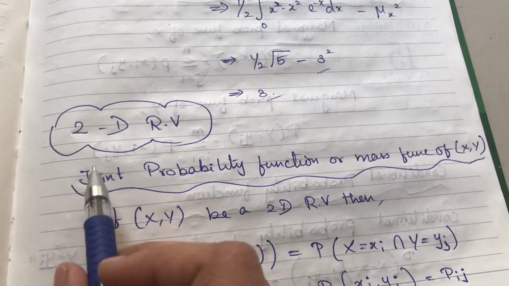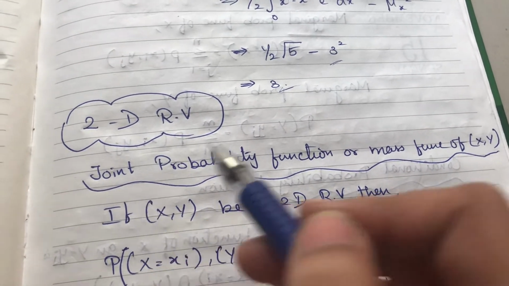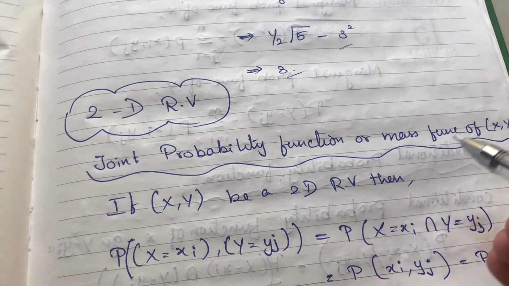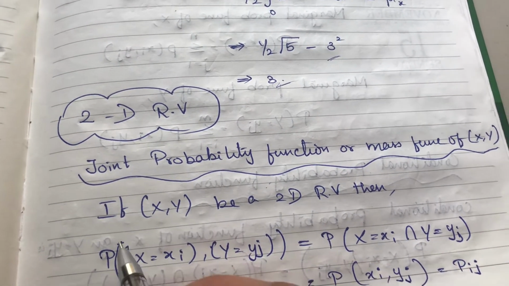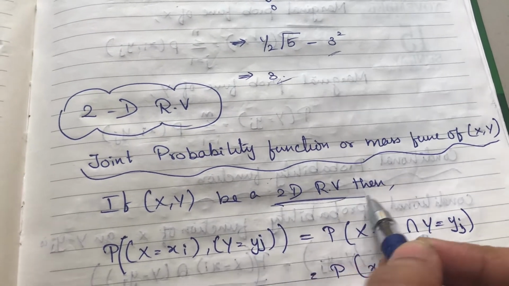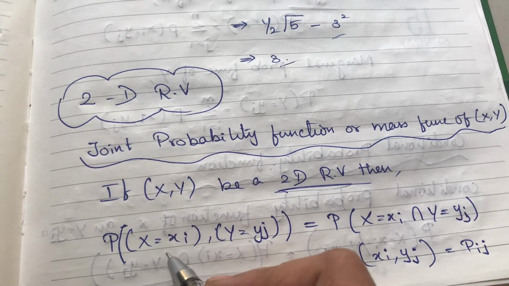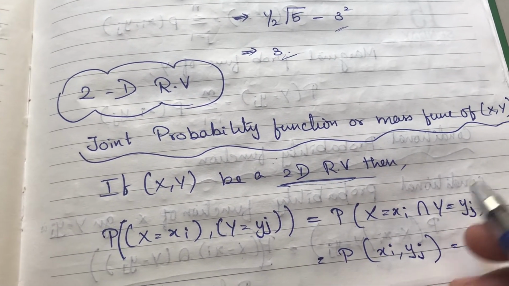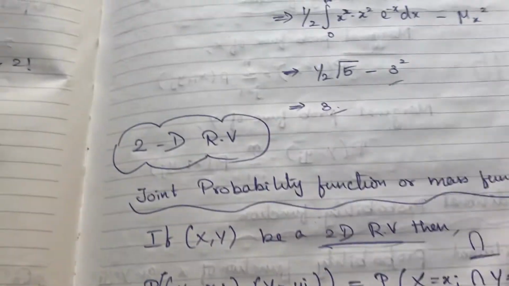Okay, next comes the two dimensional random variable. Here the joint probability function or mass function is f of x y. So let x y be the 2D random variable. Then we can easily say x equal to xi, y equal to yi will be equal to, I am just writing it as an and function. Okay.